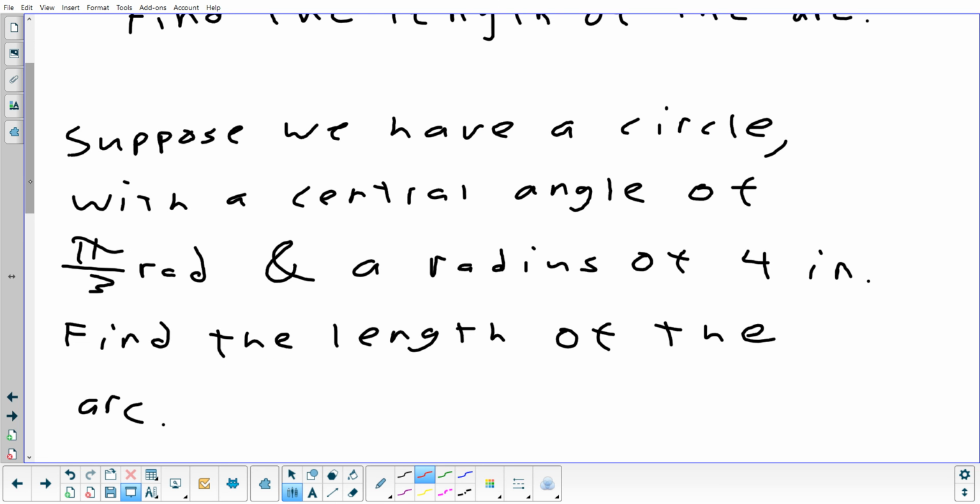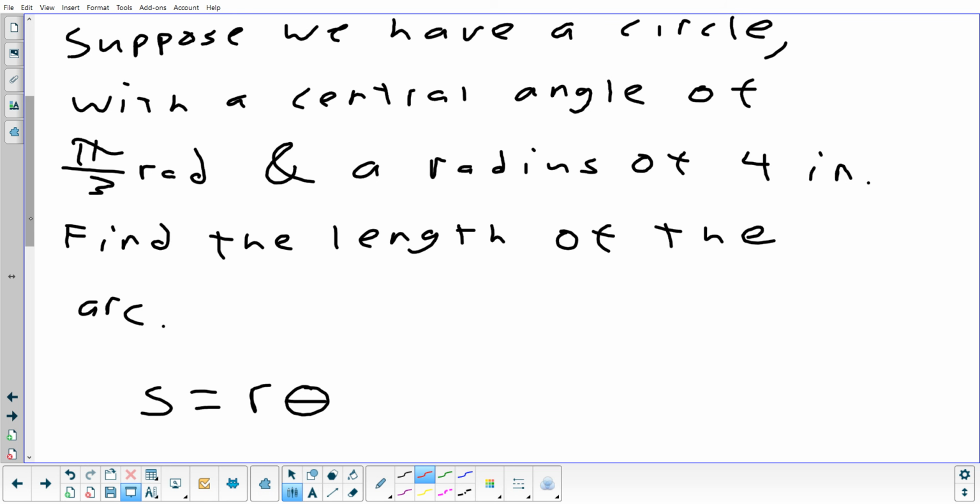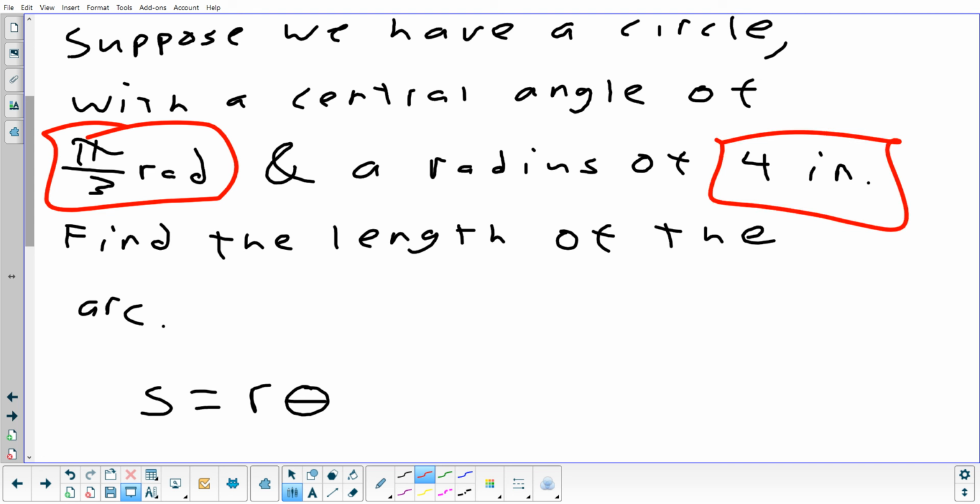And Brian, can you remind me, what's my formula for arc length? It's S equals R theta. Yep, perfect. S equals R theta. So we're given 2 numbers. We just have to figure out where they go.